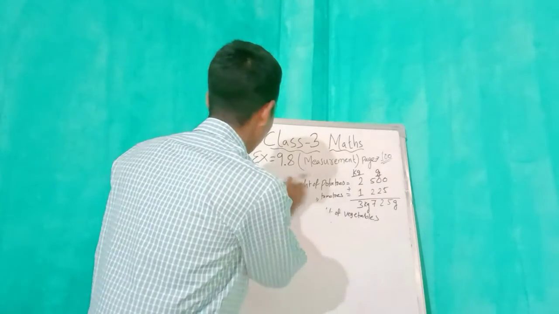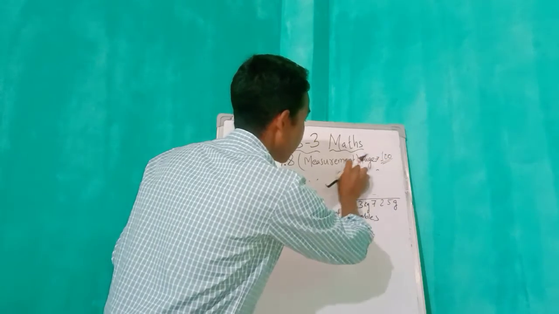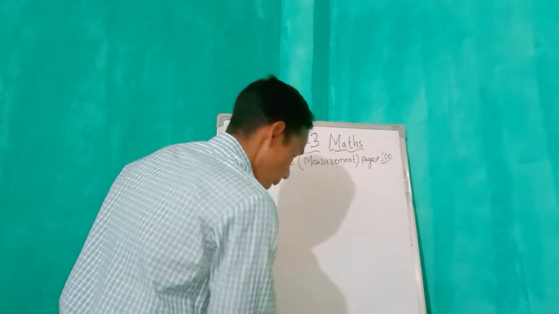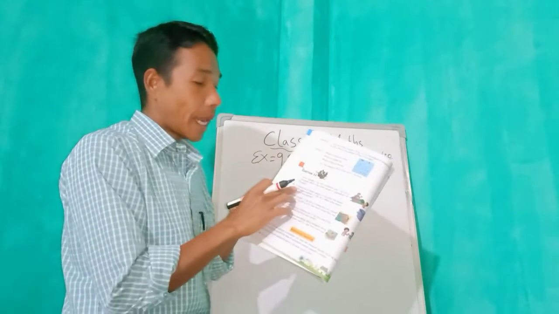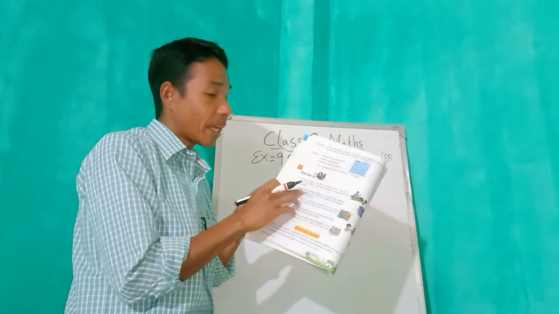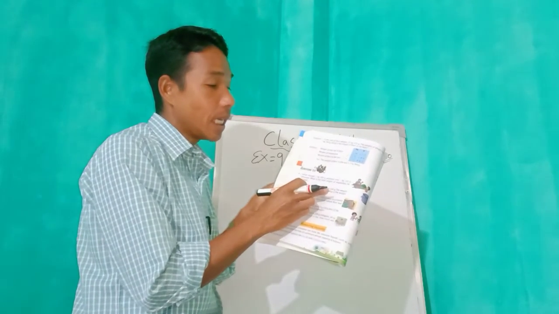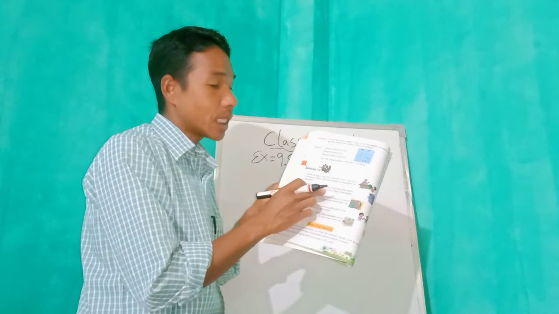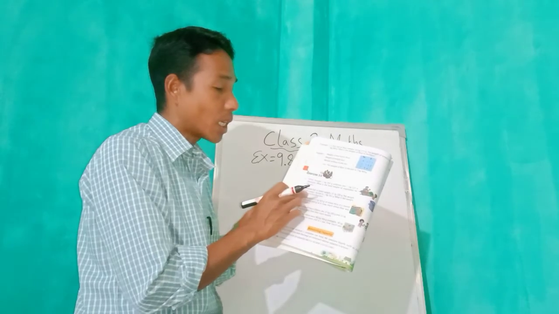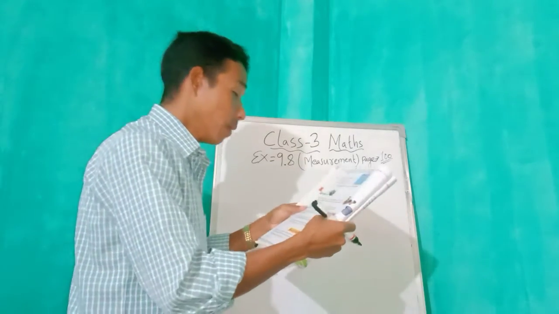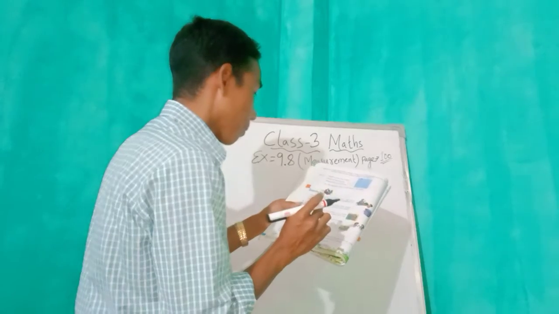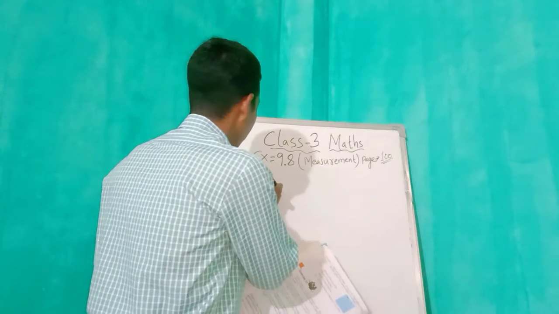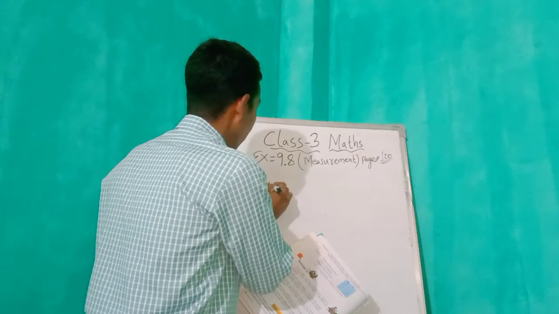Okay, look here, a bucket full of water weighs 16 kg 230 gram. The weight of the empty bucket is 1 kg 765 gram. What is the weight of water in the bucket? Number 2. Okay, direct solution I am going to do.